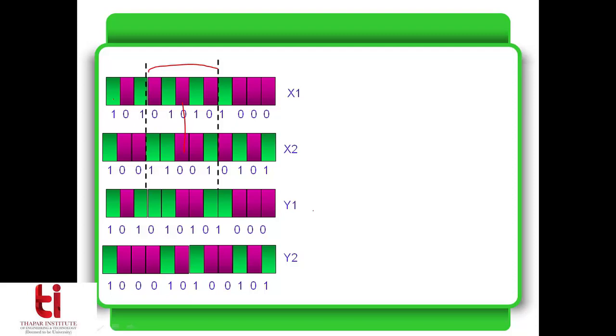So this is my y1, in which the middle region is taken from the parent x2, whereas the first and the third division are taken from the parent x1. In case of y2, the middle region is taken from x1, and the first and the third parts are taken from the parent x2. So I have two different offsprings formed using 2-point crossover.